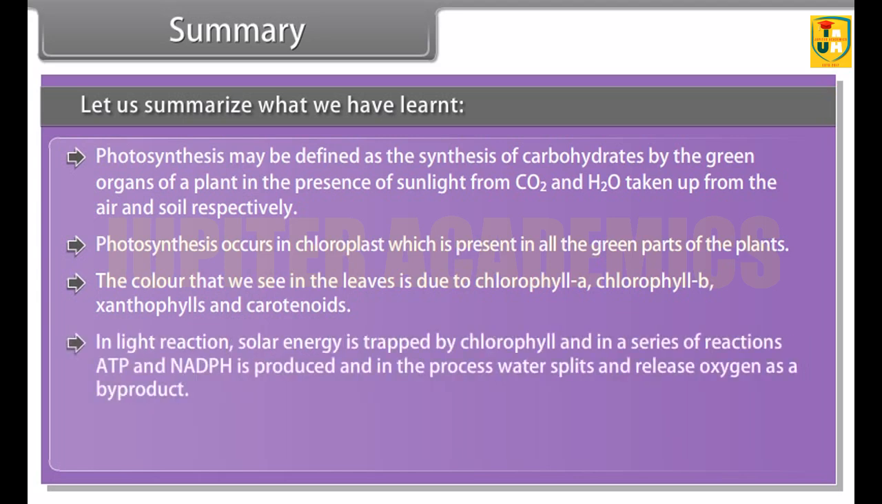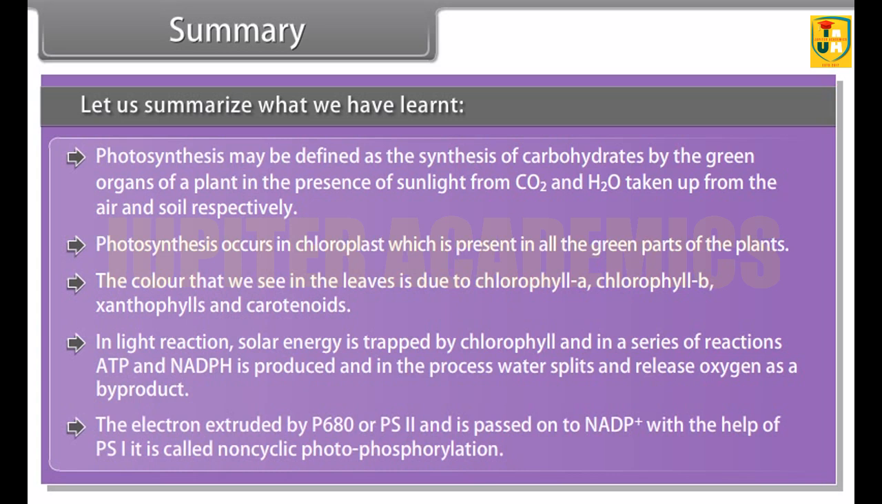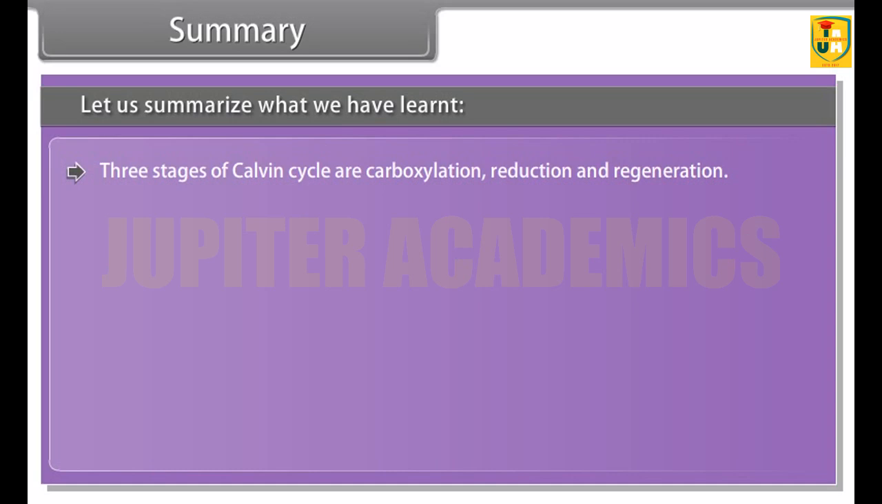In the light reaction, solar energy is trapped by chlorophyll, and in a series of reactions, ATP and NADPH are produced, and in the process, water splits and releases oxygen as a byproduct. The electron is extruded by P680 or PS2 and is passed on to NADP+ with the help of PS1. It is called non-cyclic photophosphorylation. The 3 stages of the Calvin cycle are carboxylation, reduction, and regeneration.